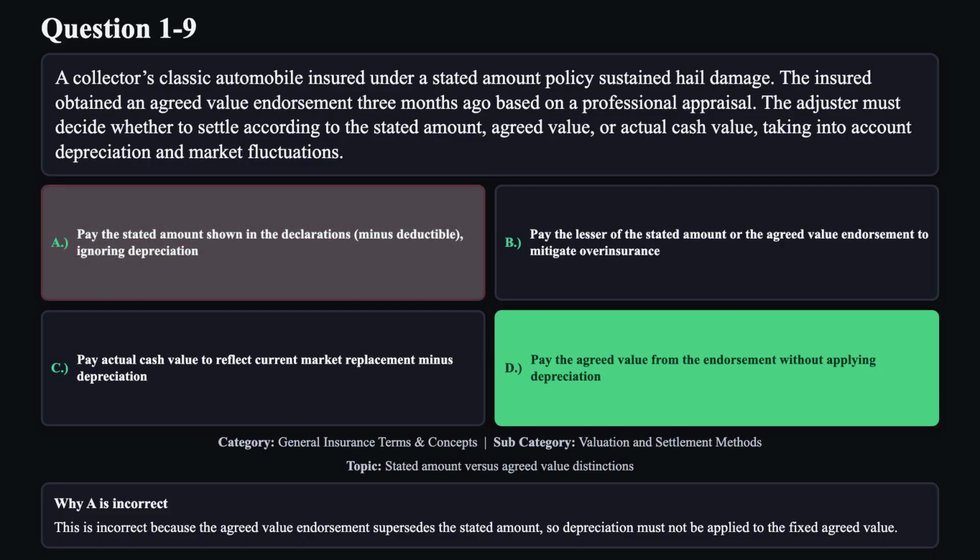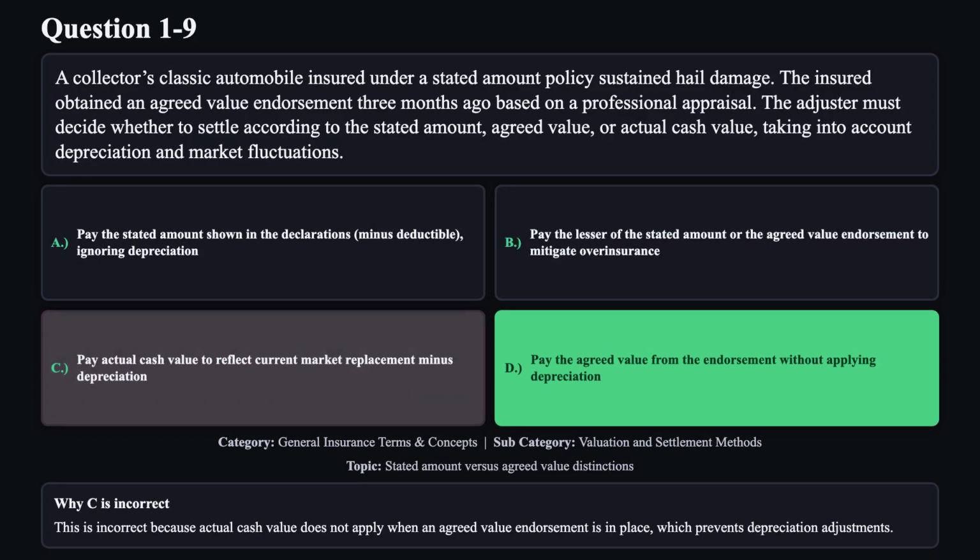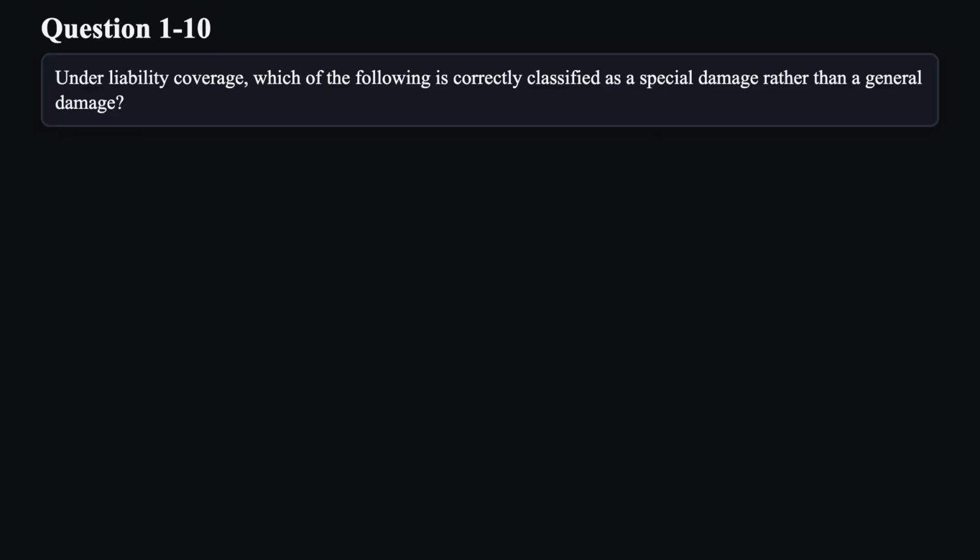Reason B is not correct. This is incorrect because once an agreed value endorsement is established, the insurer must pay the full agreed amount rather than the lesser of two figures. Reason C is not correct. This is incorrect because actual cash value does not apply when an agreed value endorsement is in place, which prevents depreciation adjustments.